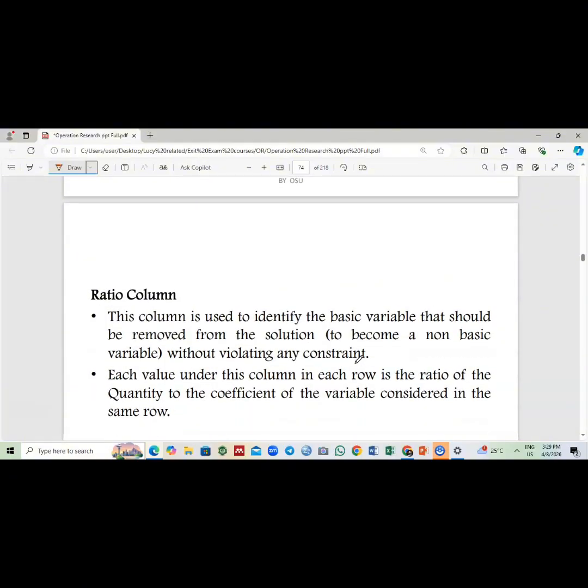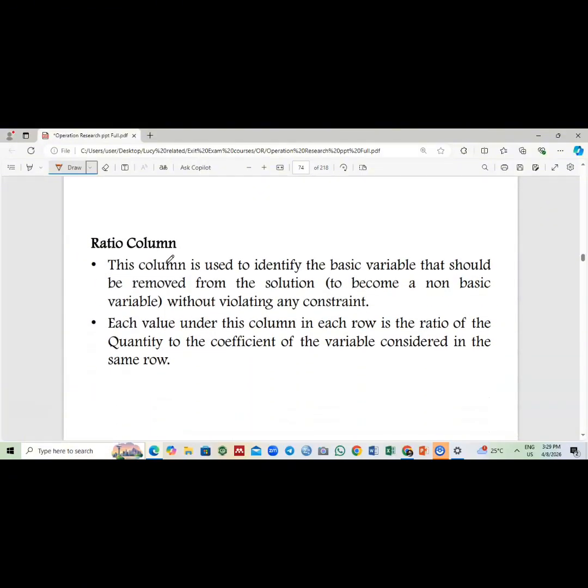Ratio is now the ratio column. This column is used to identify the basic variable that should be removed from the solution to become a non-basic variable without violating any constraint. And each value under this column in each row is the ratio of the quantity to the coefficient of the variable considered in the same row.